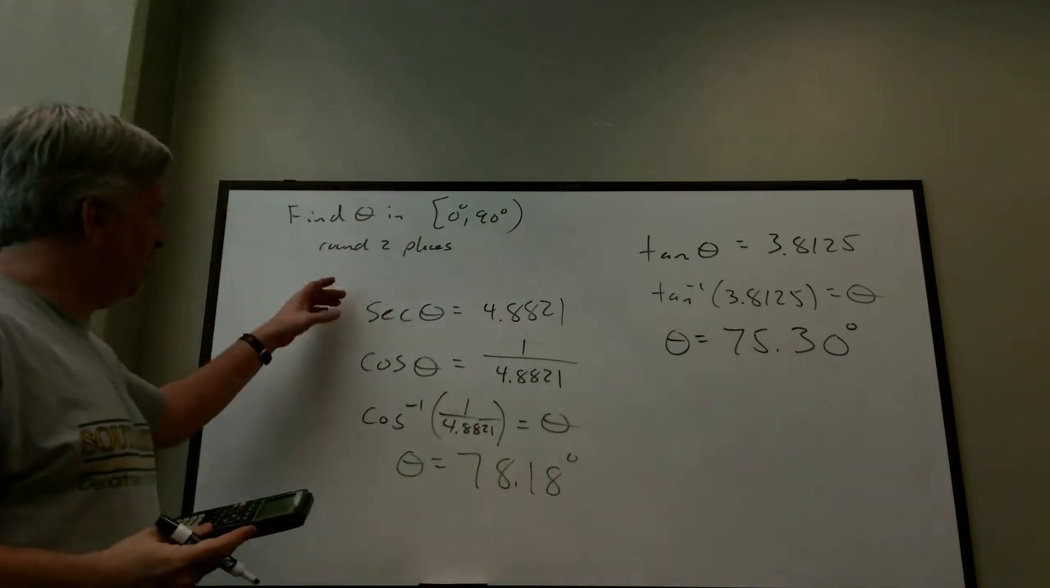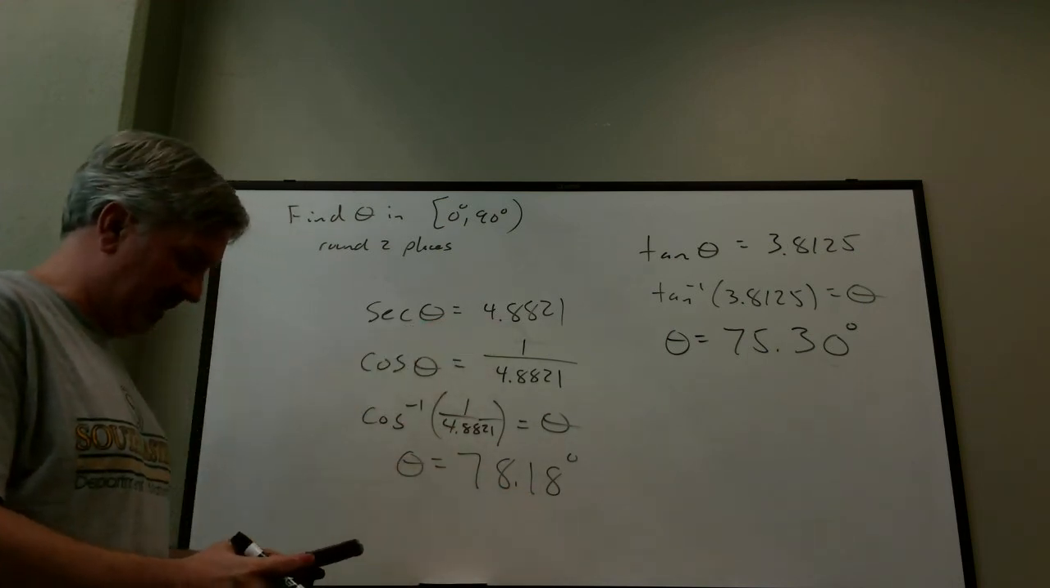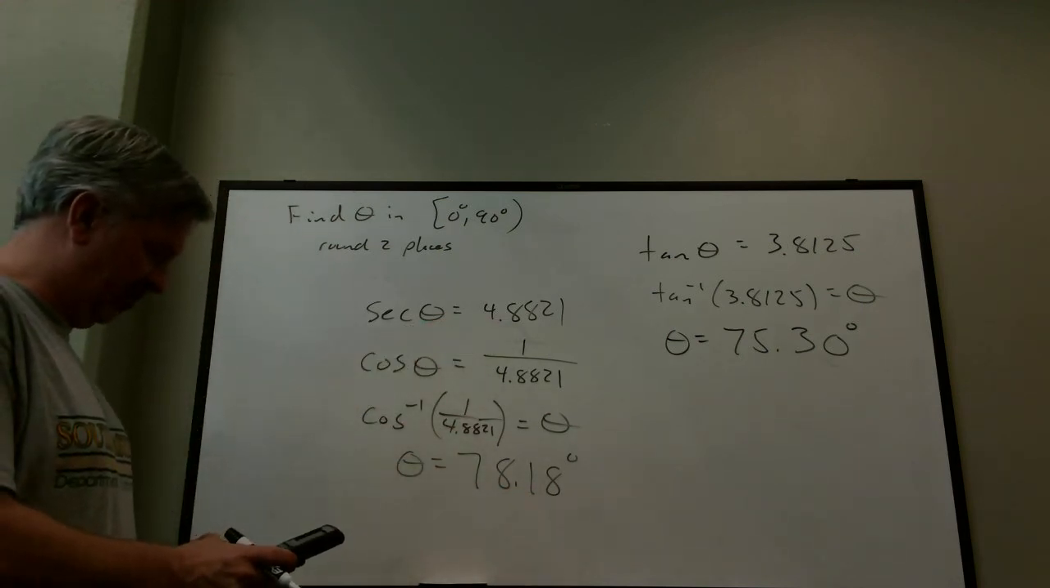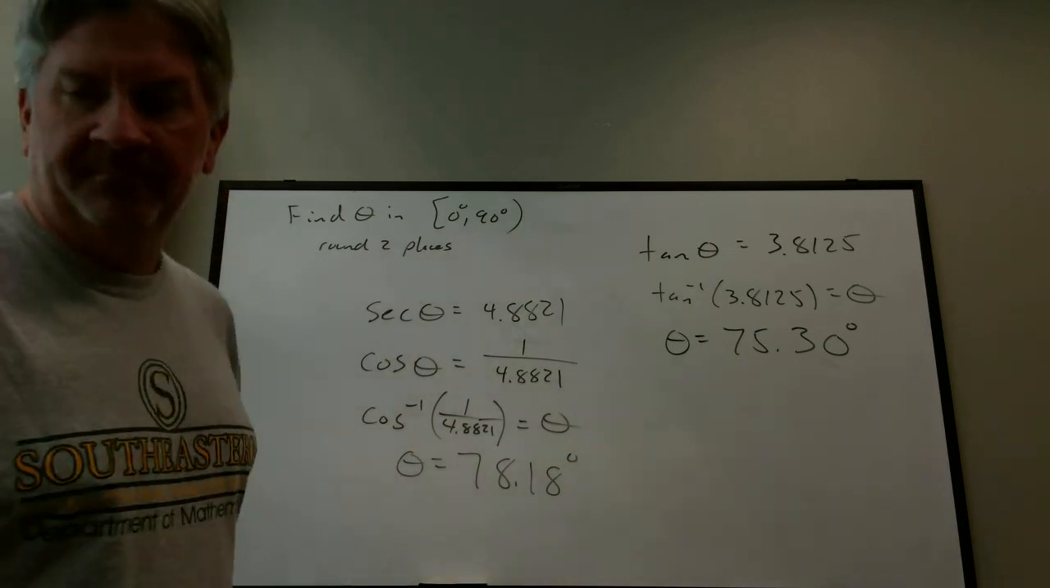Again, if you want to check your answer, take the secant of this, it'd be 1 over the cosine of that, and you should be close to that. 1 over cosine of 78.18 is 4.8819, so that's pretty close.